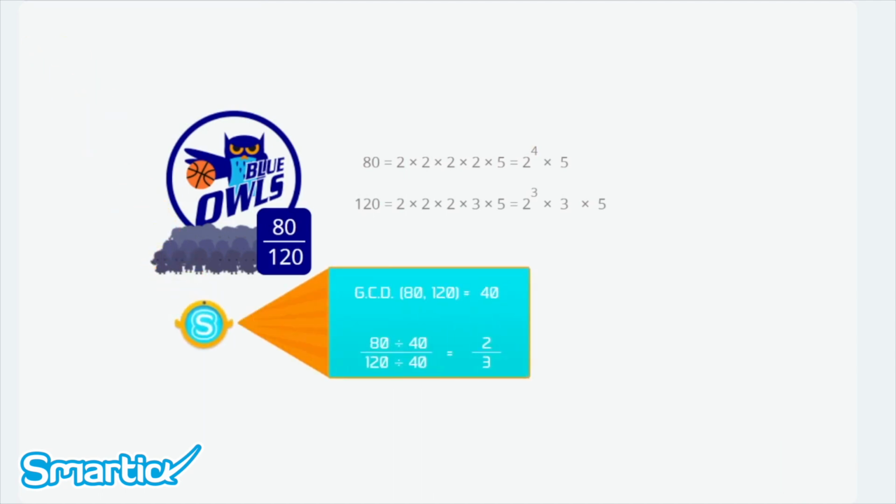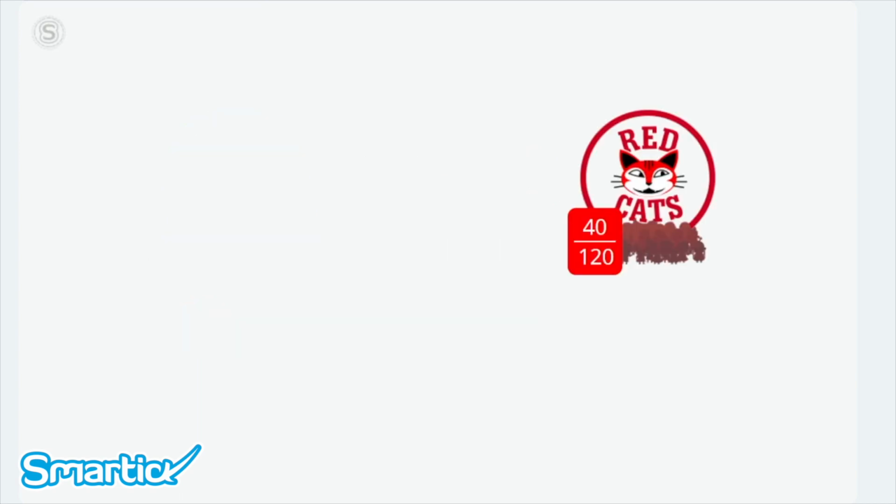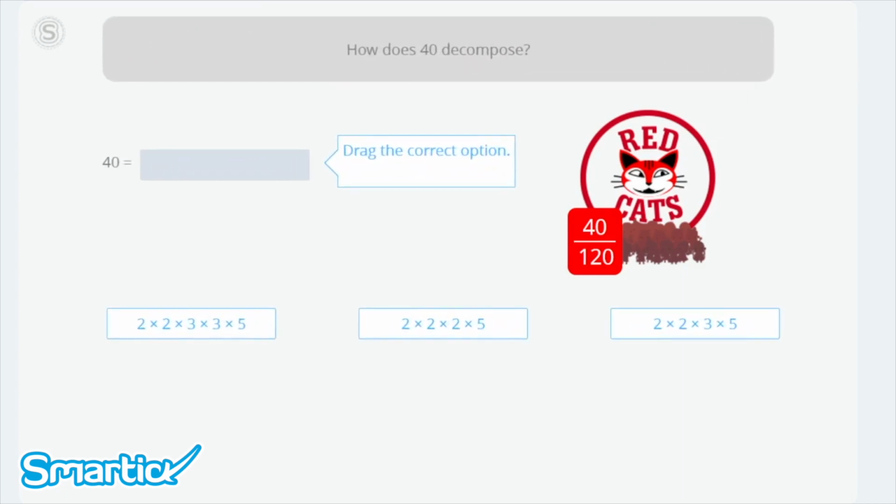To calculate an irreducible fraction, we need to find the greatest common divisor of the numerator and the denominator. The fraction we get from dividing both by the highest common factor is the irreducible fraction we're looking for. Now we're going to do the same for Otto's team. Just like before, we start with the numerator. What does 40 break down into?